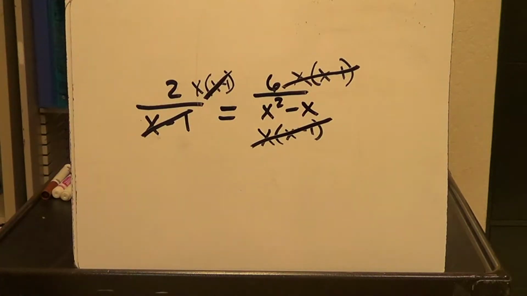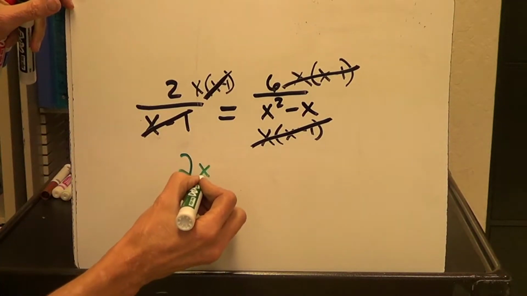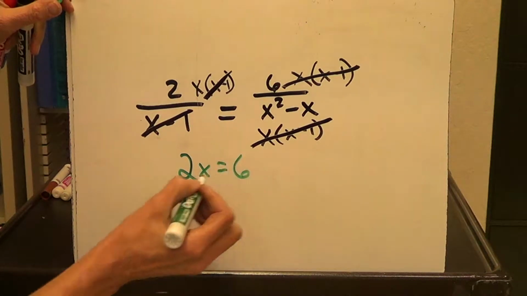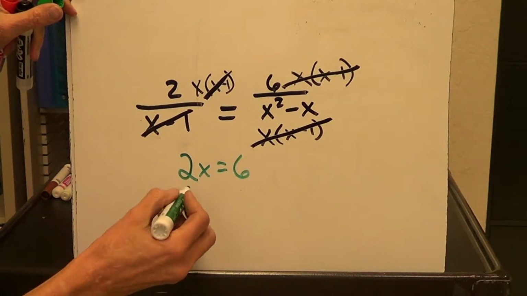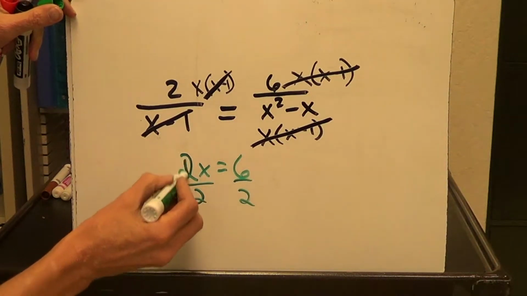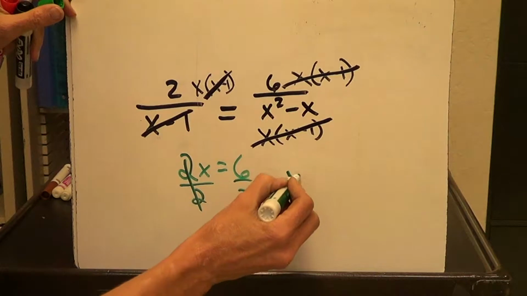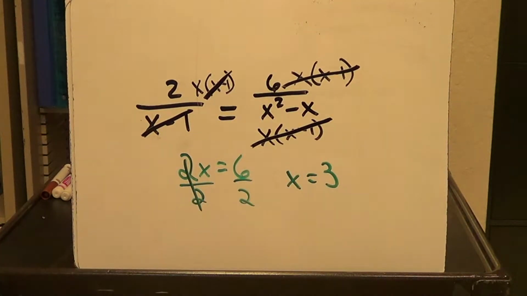And what we end up with is 2x equals 6, and you're down to just solving. Okay? Divide by 2 on each side. We get x equals 3. Now plug that back into the original equation and make sure that that is equal.